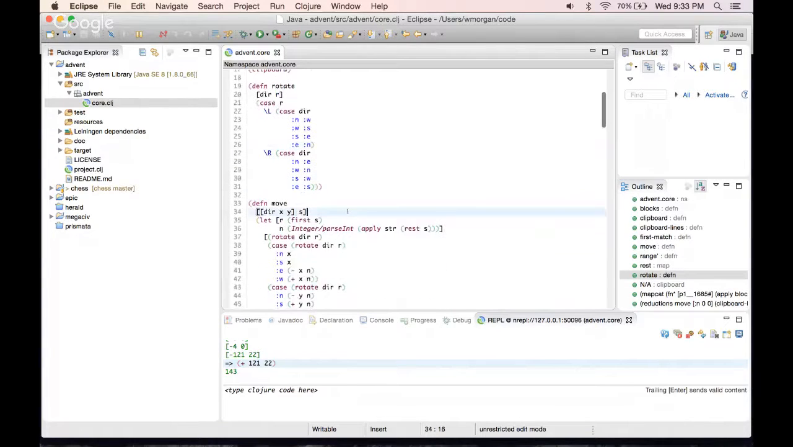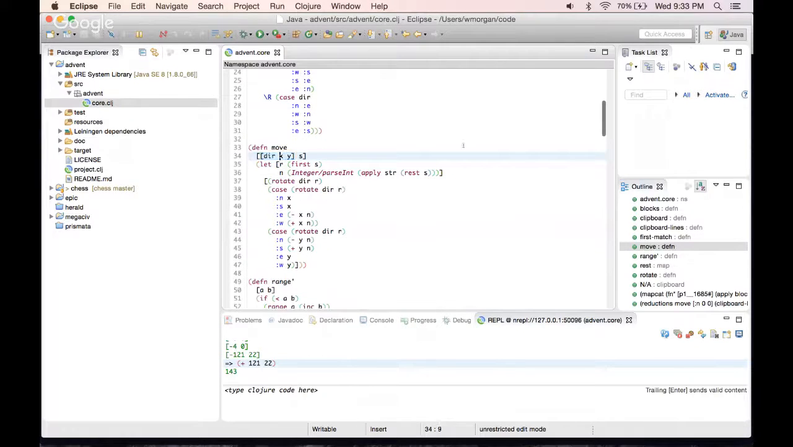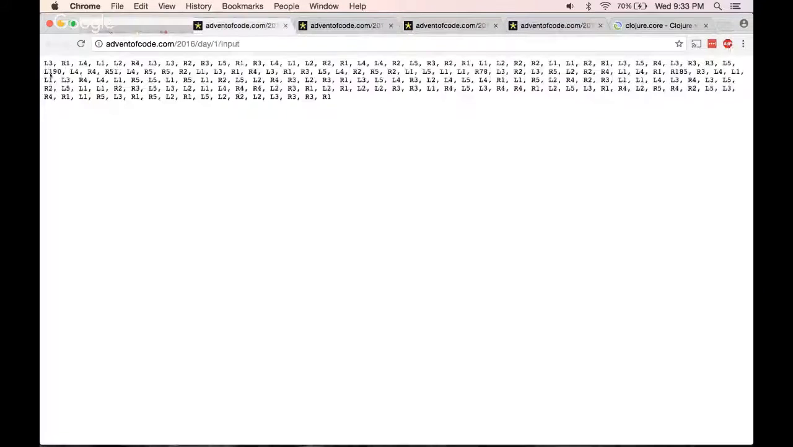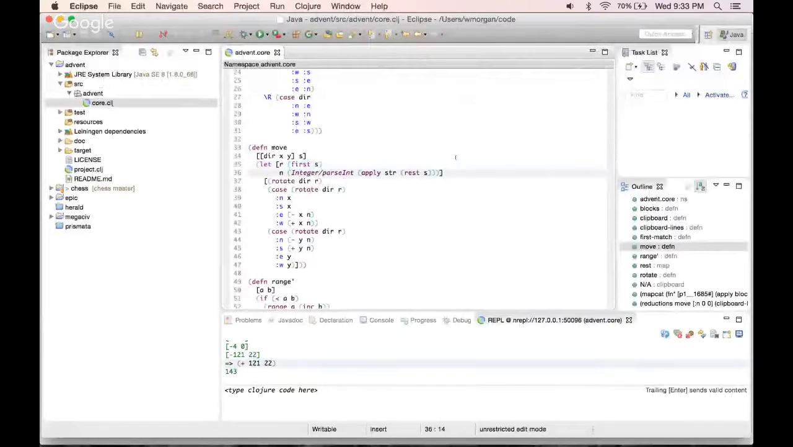And then there's your actual move operation. So here I'm representing the state as a vector with 3 elements. This is bearing, x location, y location. Pulling out the first part of the instruction here, which is going to be this L or R, and also parsing an integer that is composed of the rest of the instruction.